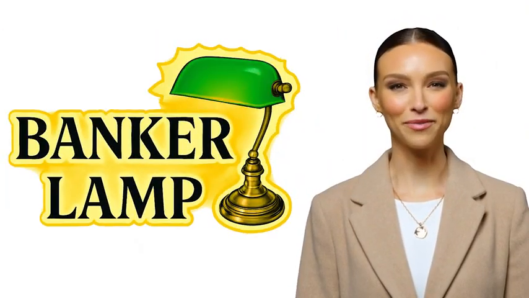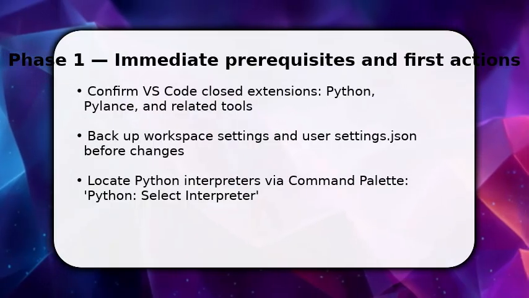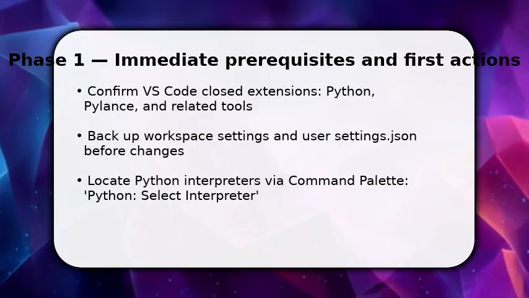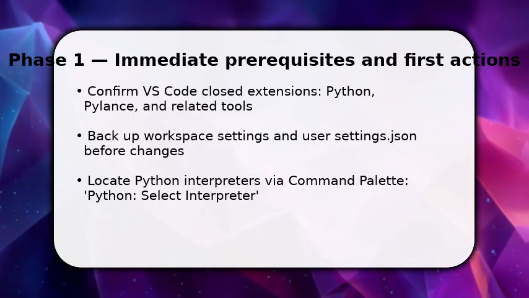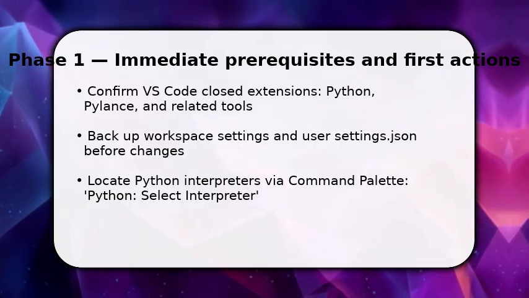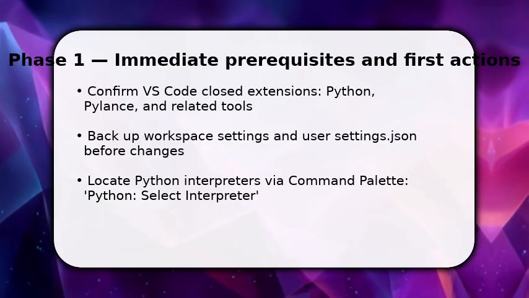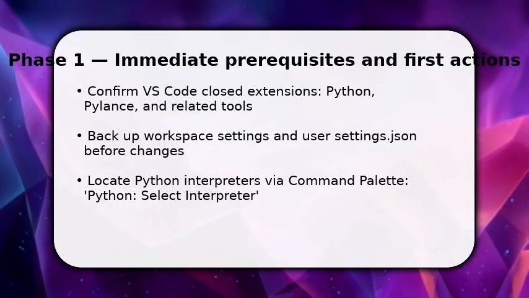Please enjoy the video. You start by preparing the environment, close running Python terminals, and open VS Code. Once done, use the command palette to list interpreters so you know which distribution is active. You should back up workspace and user settings.